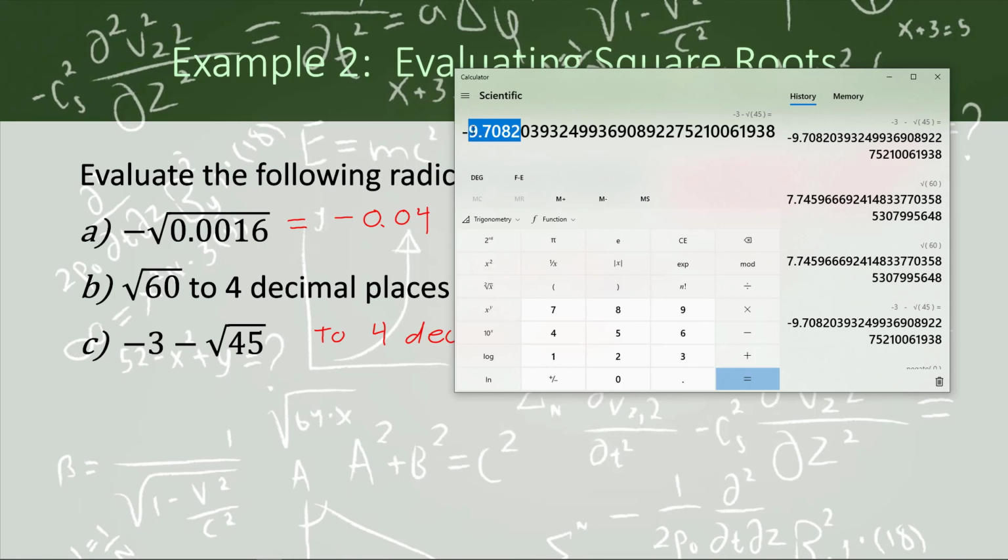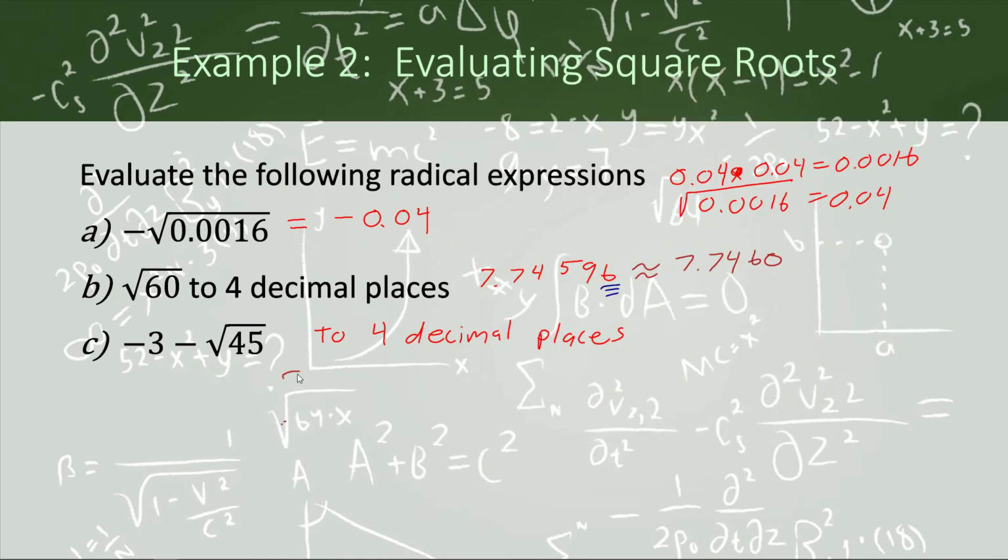That basically, and notice the fifth one is a 0, so we do not need to round up. So in this particular case, we are going to basically have 9.7082, and that would be our answer.